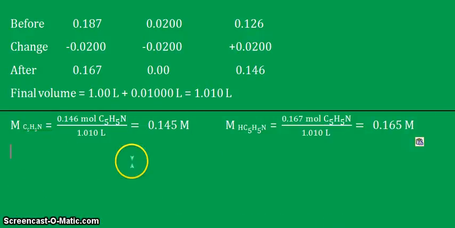Okay, so we now have calculated the final molarity of the pyridine and its conjugate acid after the addition of the strong base. That's 0.145 molar for the pyridine and 0.165 molar for the conjugate acid. Remember, the value of the moles here was calculated earlier from the BCA chart, taking note of the addition of the strong base, and of course the total final volume. So after knowing this, we now go to the ICE chart.